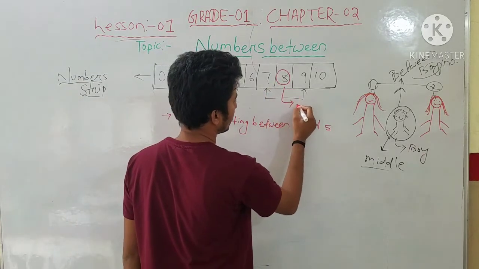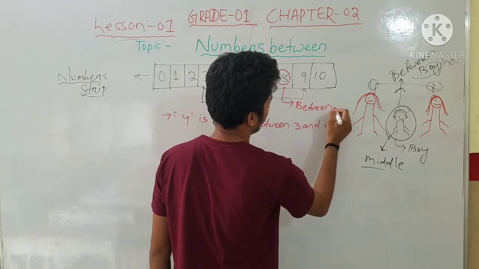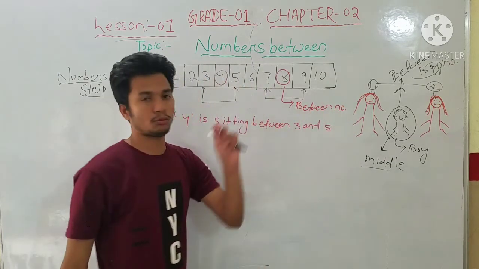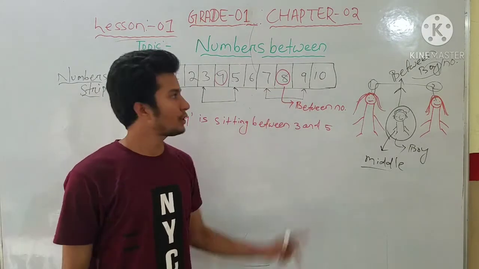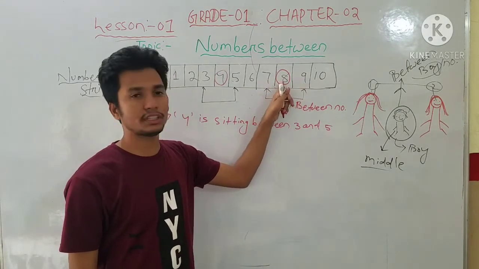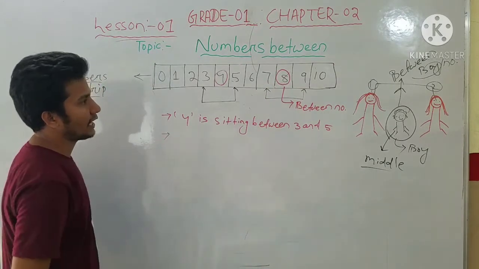These are the between numbers. So 8 is sitting between 7 and 9. Who is there? 8 is there. Understood, students? Another one we can write.